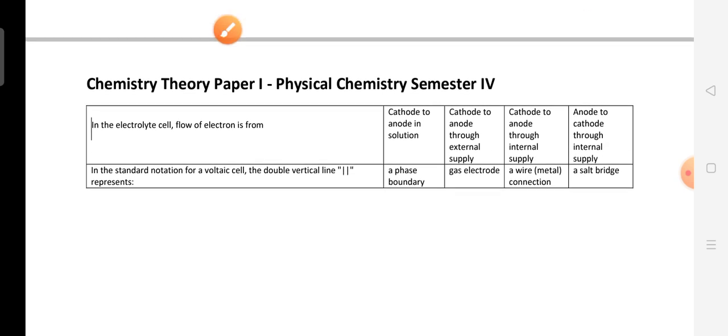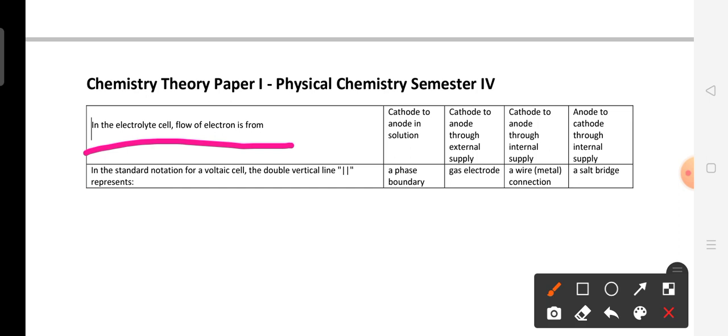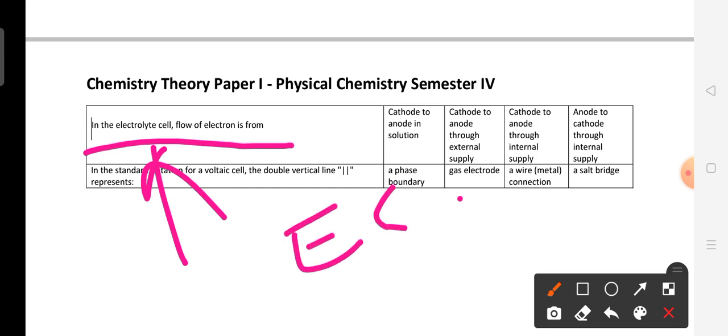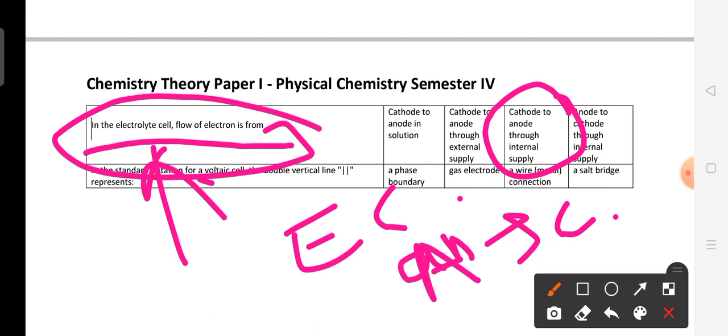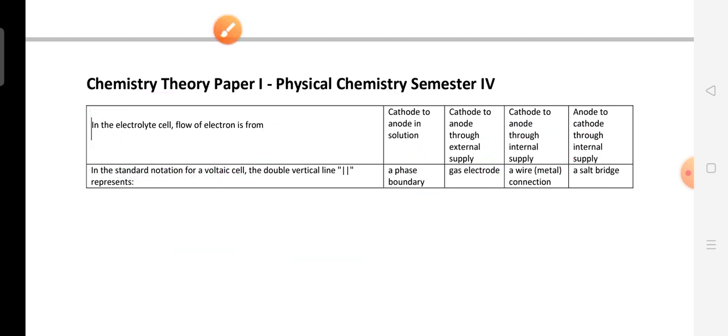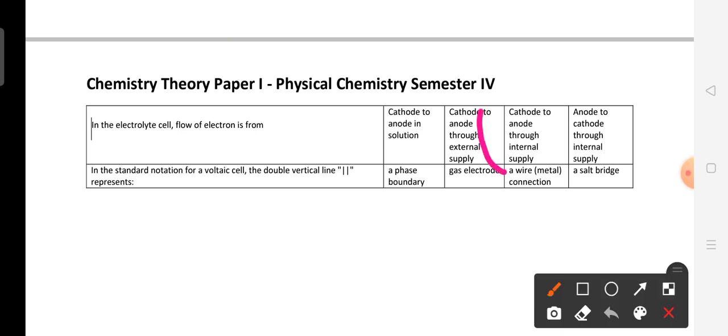The next question is, in the electrolytic cell, the flow of electrons is from. The electrolytic cell is the opposite concept to that of an electrochemical cell. So in the electrolytic cell, the electrons flow from the cathode to the anode, because in the electrochemical cell, electrons flow from the anode to the cathode. So option number 3 is the correct one.